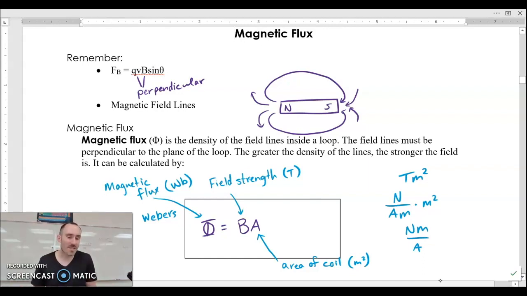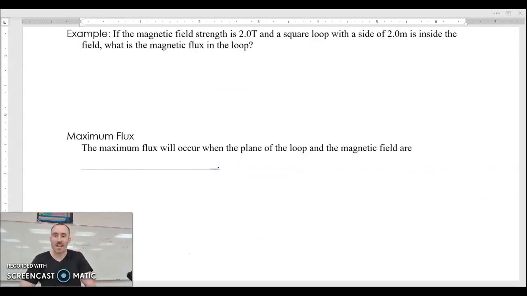It's really not very useful to know what the base unit is, though, right? We could expand this even more by expanding newtons into its base unit, kilogram meters per second squared, and by expanding amps into coulombs per second, it gets a little bit crazy there. It's not a useful unit to visualize what's going on, so we are exclusively going to stick with Webers. Okay, let's try an example. If the magnetic field strength is 2 Teslas and a square loop with a side of 2 meters is inside the field, what is the magnetic flux in the loop?